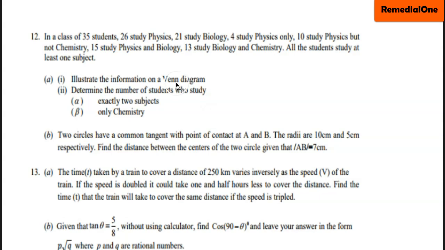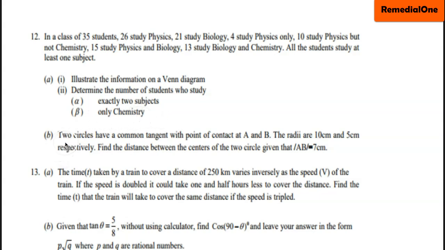Question 12. In a class of 35 students, 26 study physics, 21 study biology, 4 study physics only, 10 study physics but not chemistry, 15 study physics and biology, 13 study biology and chemistry. All the students study at least one subject. A. Illustrate the information on a Venn diagram. II. Determine the number of students who study alpha, exactly 2 subjects, beta, only chemistry.